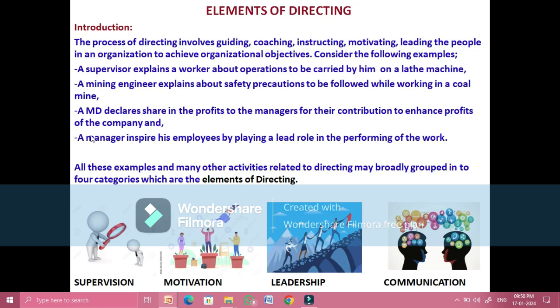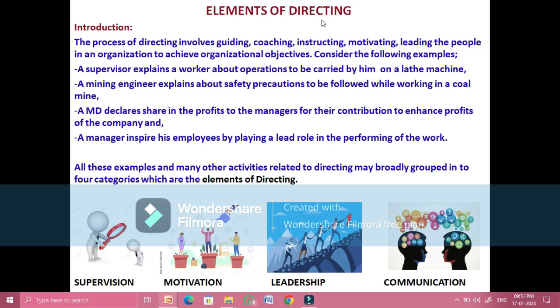Now coming to a manager who inspires his employees by playing a lead role in the performing of the work. Lead role in the sense that some delegation of authority is given to the subordinates under the direction of the superiors. We may say this is leadership. The subordinate may lead the assigned work given by the superior. So here we see leadership.